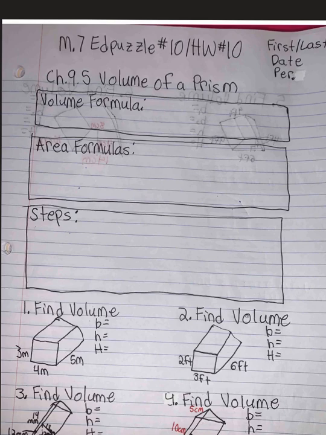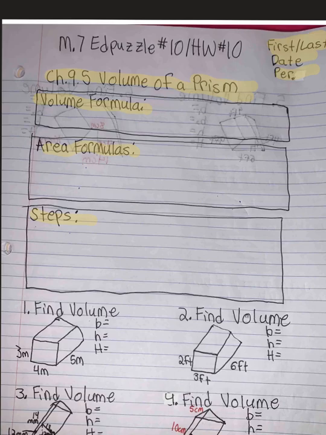All right, so this week we are moving on with new content. We are going to be learning about the volume of a prism. So remember, when you are watching this Edpuzzle, you are copying down the notes and you are doing the examples as we go along. I need your first name, last name, date, and period. Title, chapter 9.5, volume of a prism. You're going to need to write down the formula, the area formulas, the steps, and then we have these examples that we're going to be going over.